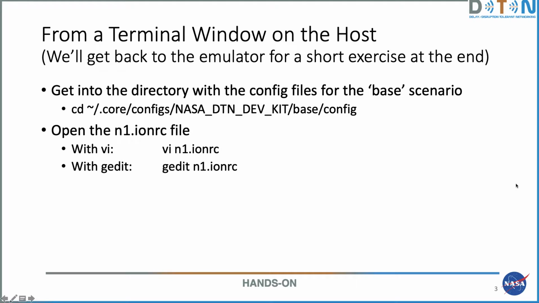So I'm going to do this in slides, and if you want to follow along from a terminal window, you just get into the directory where the config files for the base scenario live, so that would be something like ~/.core/configs, and then NASA_DTN_dev_kit, base/config, and then open up the ionrc file. You can use vi or gedit or the editor of your choice. I don't think Emacs comes pre-installed with the dev kit, but you could certainly put it on there.